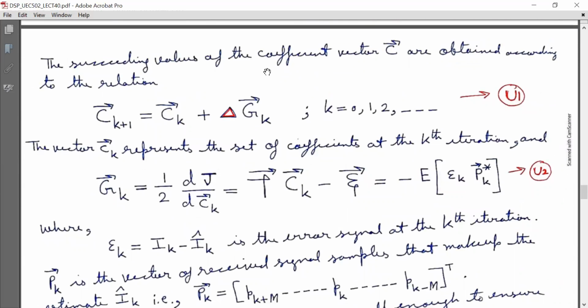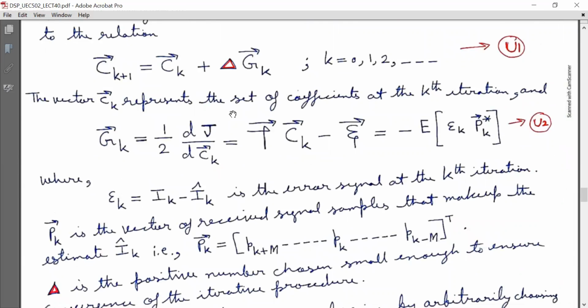Here, the succeeding values of the coefficient vector C are obtained according to the relation C_{k+1} = C_k + delta * G_k, where k is changing from 0, 1, 2, and so on. Mark it as equation U1. The vector C_k represents the set of coefficients at the kth iteration, and G_k = 1/2 dJ/dC_k = tau C_k - xi, which is equal to minus expectation of e_k p_k conjugate. Mark it as equation U2.